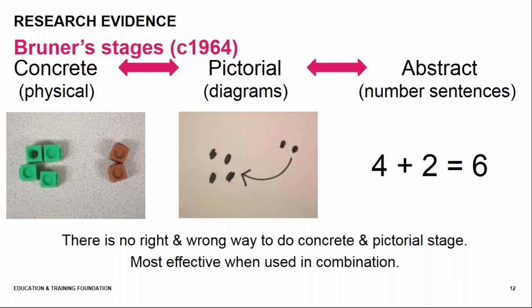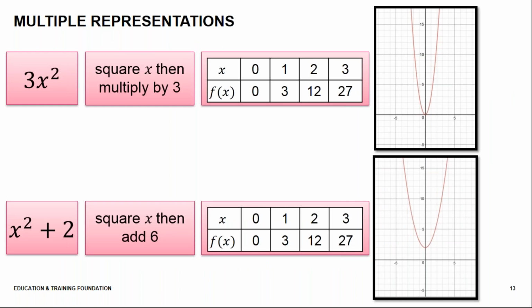You could choose to just use two of them. If we now extend Bruner's idea of different representations, for those of you who teach higher level maths, the next slide gives you an idea of how this would look at GCSE. So in this example, there is no concrete representation, but we do have a pictorial representation in the form of a graph and the abstract in the form of the equations.